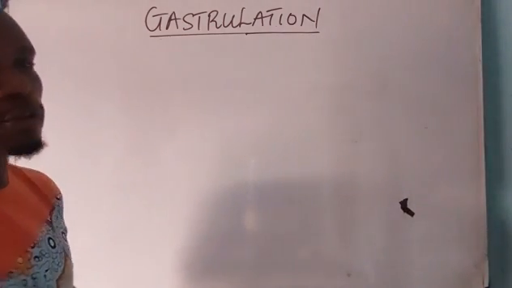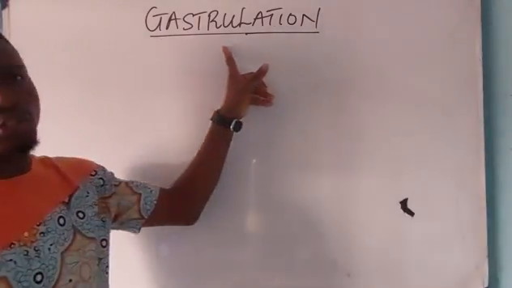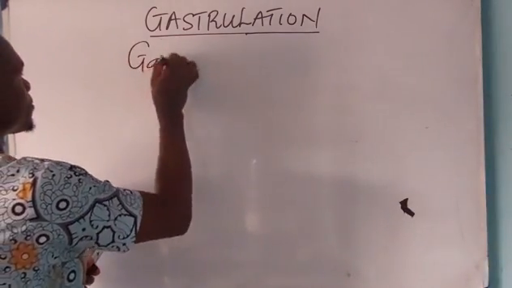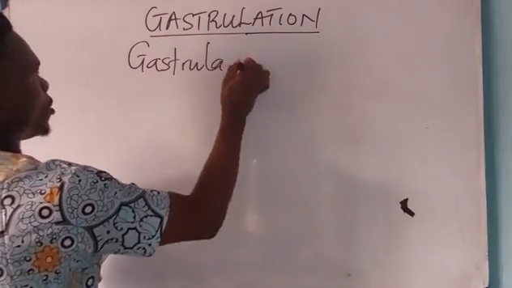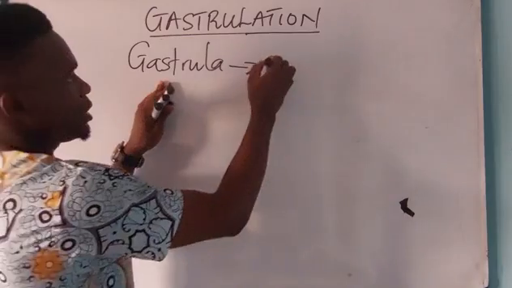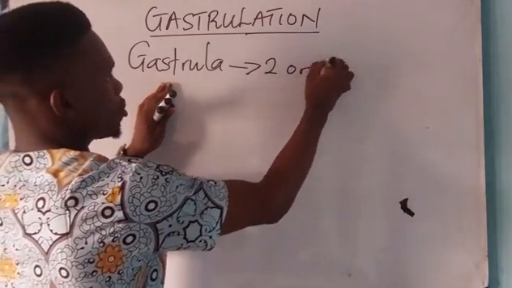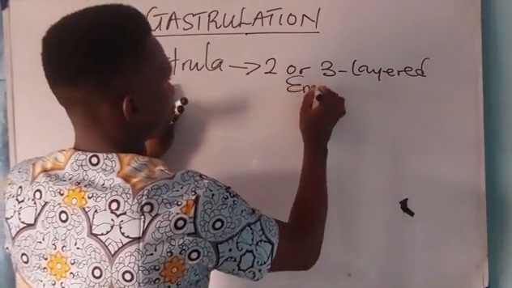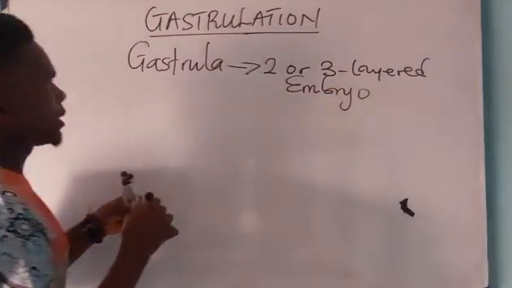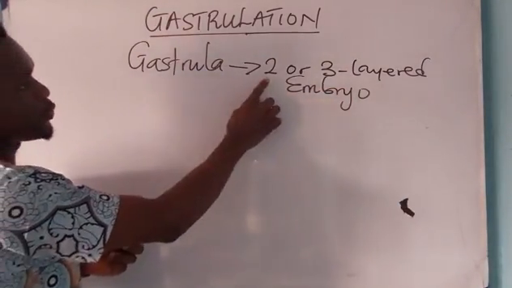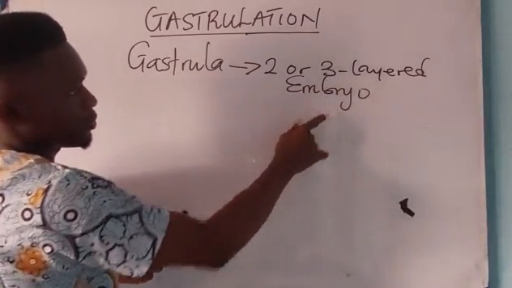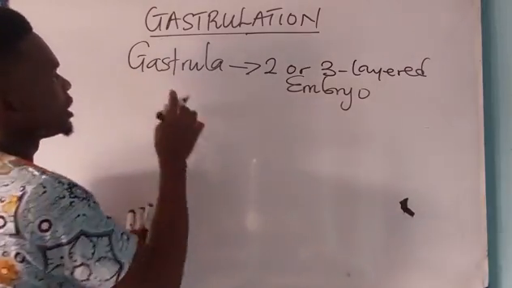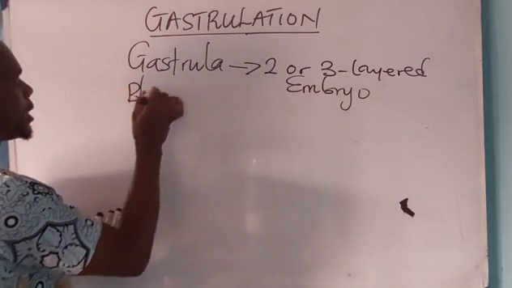In today's video, of course, we shall be discussing gastrulation. Gastrulation is from the word gastrula. Gastrula could be a 2 or 3 layered embryo. I can say that gastrula is a 2 or 3 layered embryo. In other words, it is a multi-layered embryo. Besides the word gastrula, we also have what is called blastula.